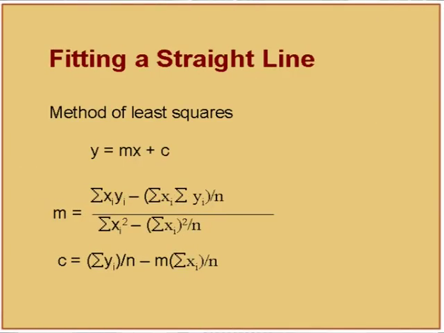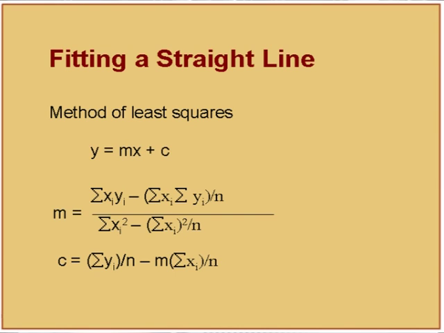So, now let me come to the end of this discussion of experimental skills, fitting a straight line, because this is very, very important and done very often. There are several ways in which you can fit straight lines. A very commonly used method is the method of least squares. So, here you have made several measurements, and you want to know the behavior between one dependent variable and an independent variable, and you want to approximate this behavior by a straight line.